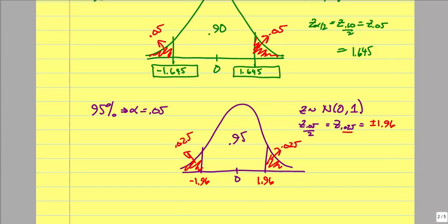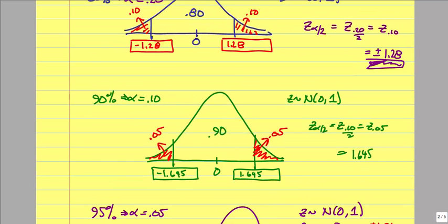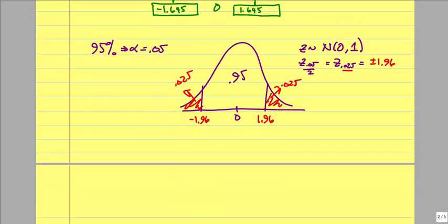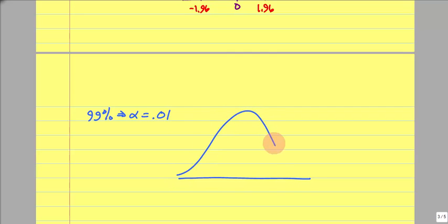So we've done 80, which isn't actually used that commonly, but we've used 90, which is very common, 95, which is very common as well, and then we'll also look at 99% confidence. Now remember, if you are given any value, you should be able to determine these z-scores or z-values. For 99% confident, that means we're willing to be wrong 1% of the time. So alpha is 0.01 in this case.